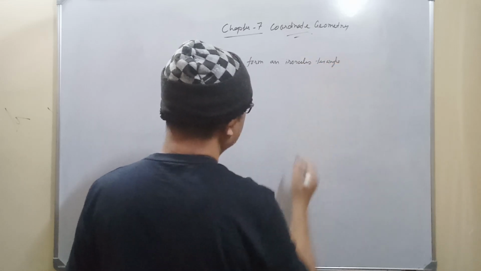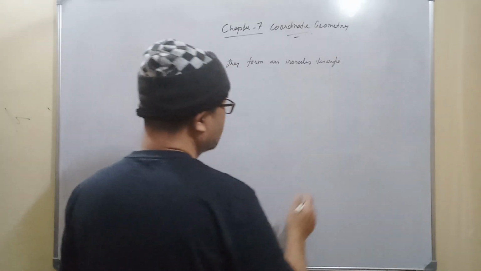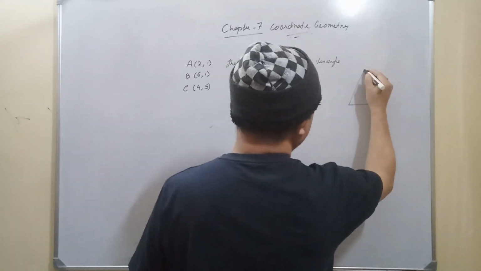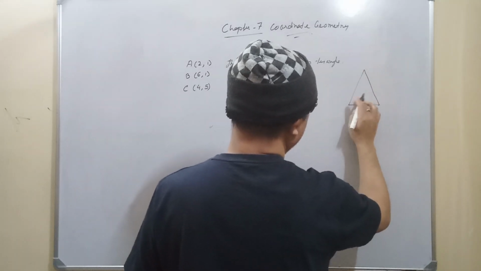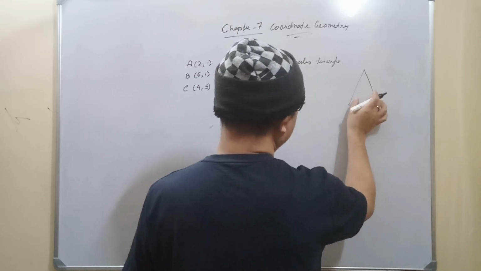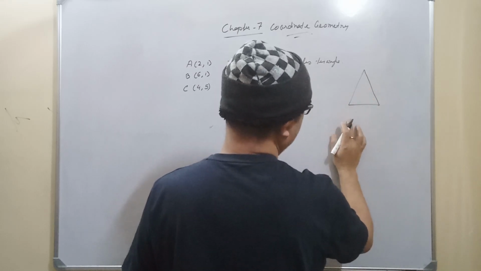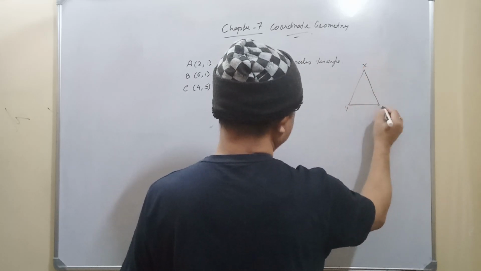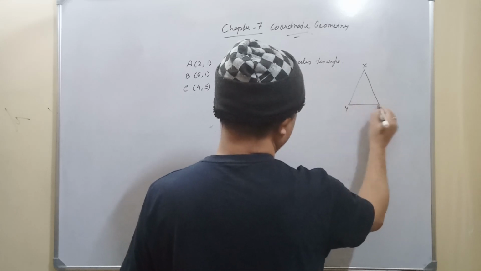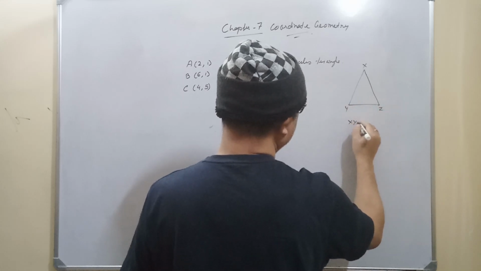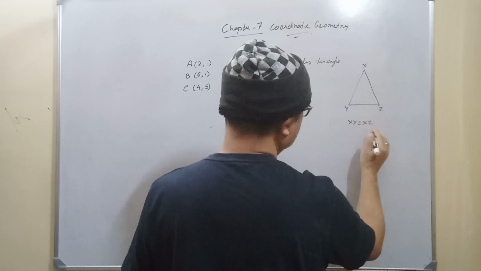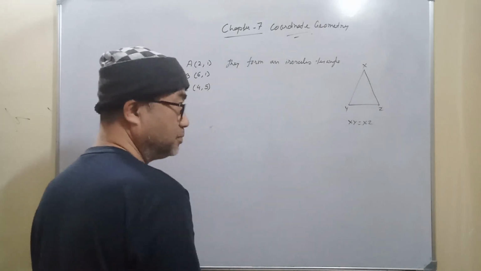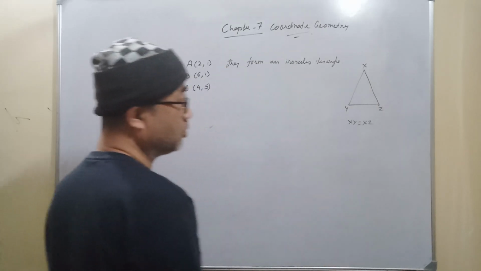What is an isosceles triangle? When two sides are equal. And when the opposite angles are equal, of course you don't have to prove that the opposite angles are equal. If you can prove that two sides are equal, then it is an isosceles triangle. Okay, the triangle is like this. If XY is equal to XZ, suppose if two sides are equal, then that is an isosceles triangle. Two sides equal, that is what you have to prove.